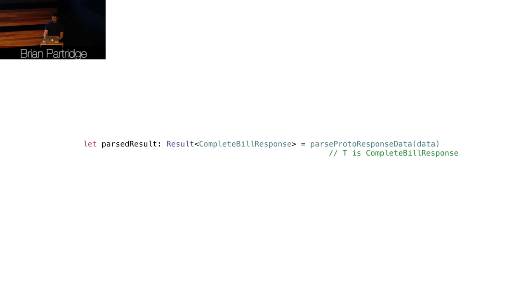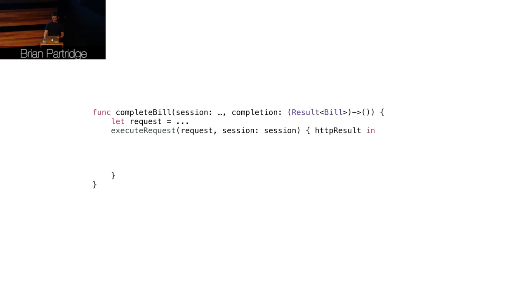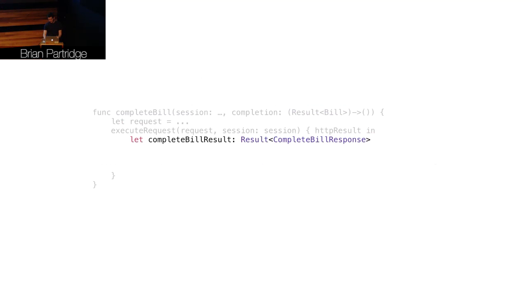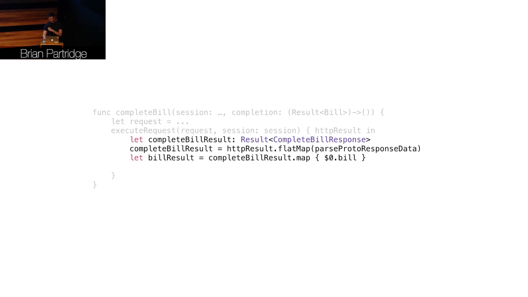So we can have a completion block, and a network API like this, completeBill, that calls through to executeRequest again, gets an HTTP result, and then we create our little hint for the compiler. We flatMap using our parse function, and then we can map another value out of the bill response in order to create another result. And then finally, we can call through to our completion block with the result that we want.